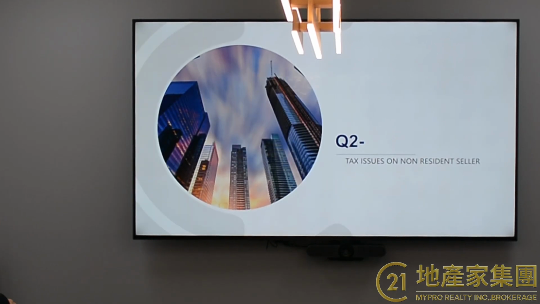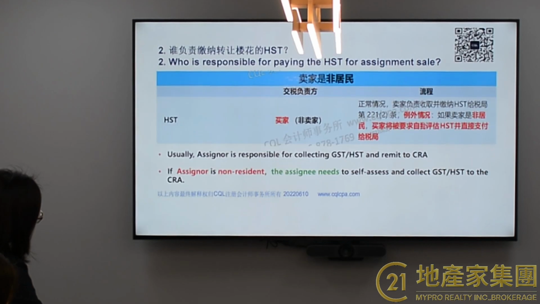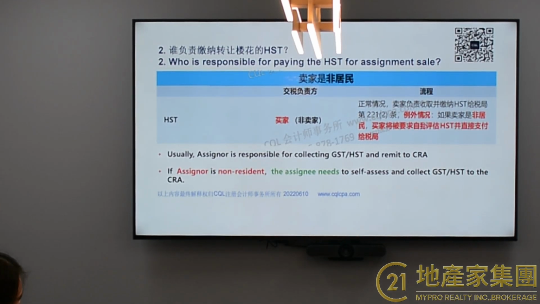So second, we're going to talk about tax issues on non-resident sellers. Especially the most complicated is the seller of an assignment sale. Yeah, that's the most complicated. If you do one case, you will learn a lot about tax. Okay, so first question: who's going to be responsible for paying HST on a non-resident sale assignment?